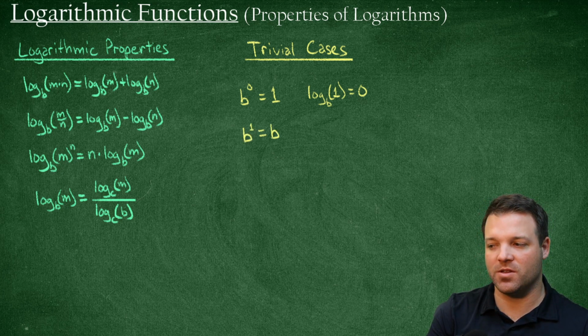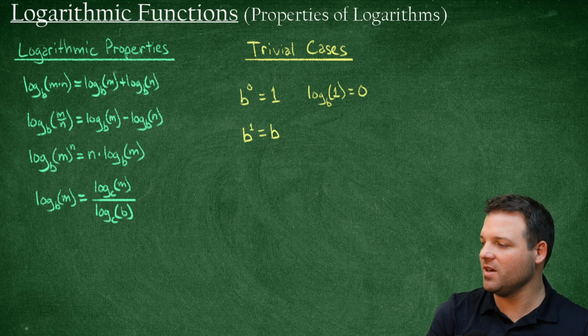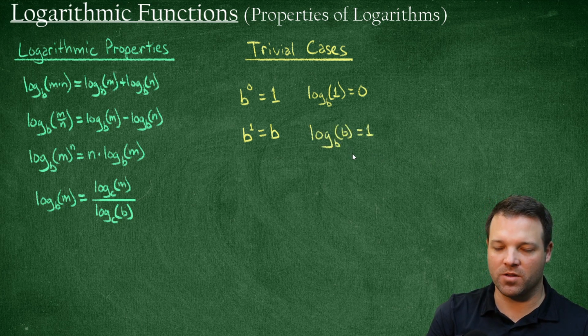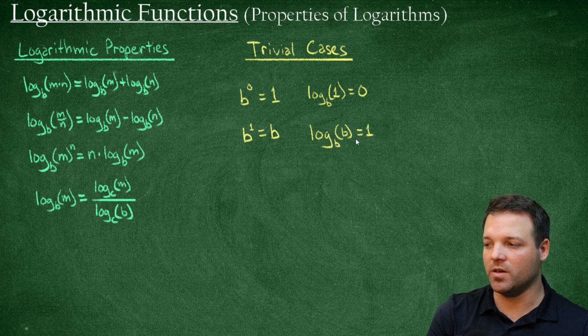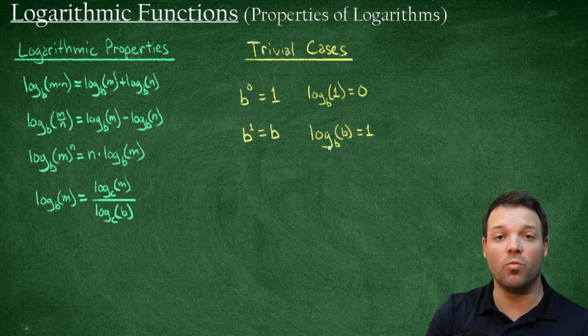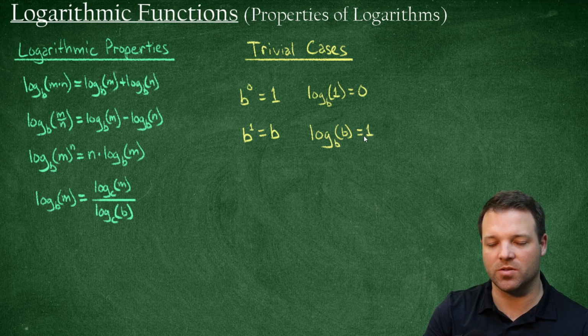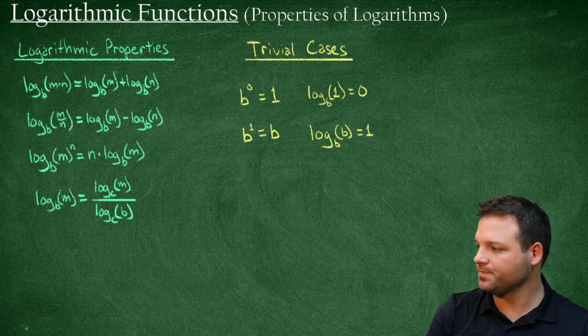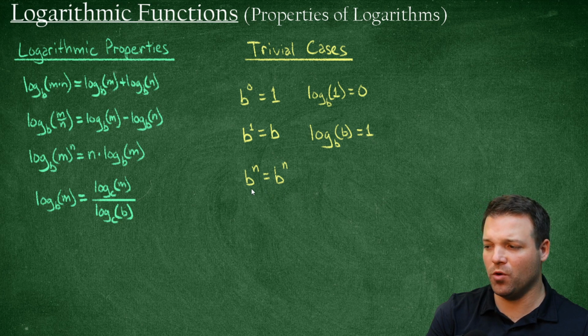And here's another trivial case: if we have b to the power of 1, well, that's just simply equal to b, right? Very trivial. Well, we have an equivalent logarithm trivial case here. If I have log base b of b, then that's equal to 1. Again, what is this asking? How many times do I divide the argument here by the base to get back to 1? Well, b divided by b one time is going to get you back to 1, so this is equal to 1.